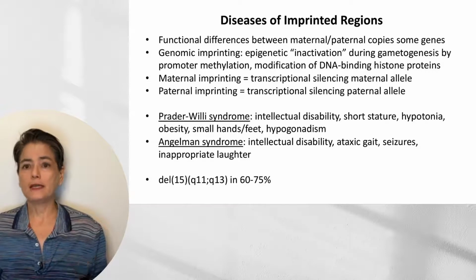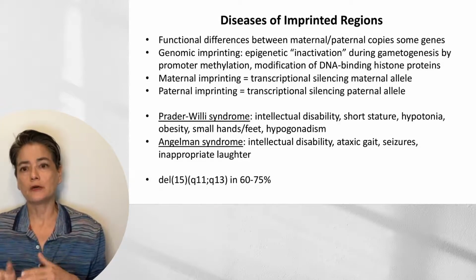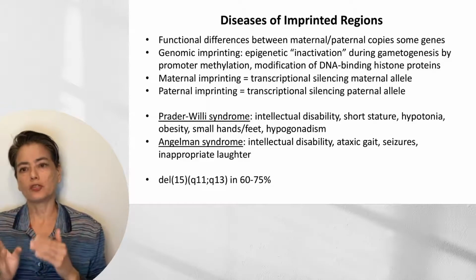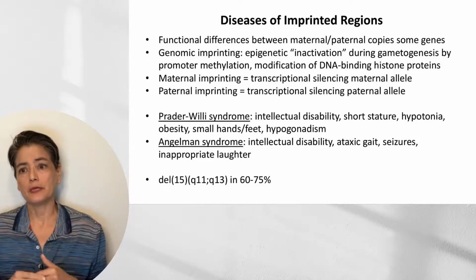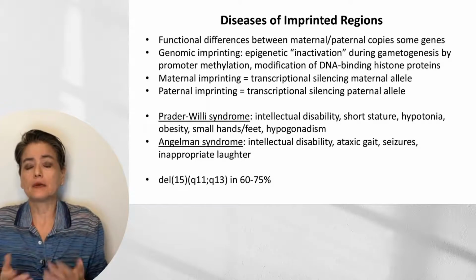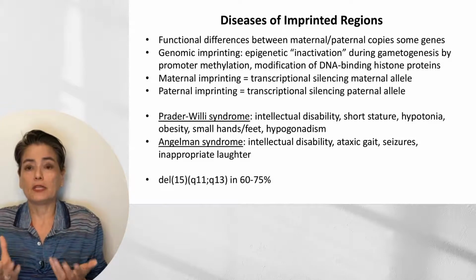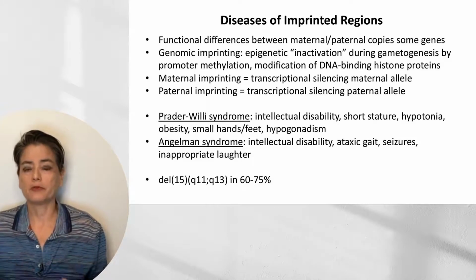Now, the terminology is that maternal imprinting refers to transcriptional silencing of the maternal allele. Paternal imprinting refers to transcriptional silencing of the paternal allele. Now, how do we even learn about this? Because even if we look at them on classical cytogenetics, the chromosomes look identical. You can't really tell by looking at them which comes from the mother, which from the father.